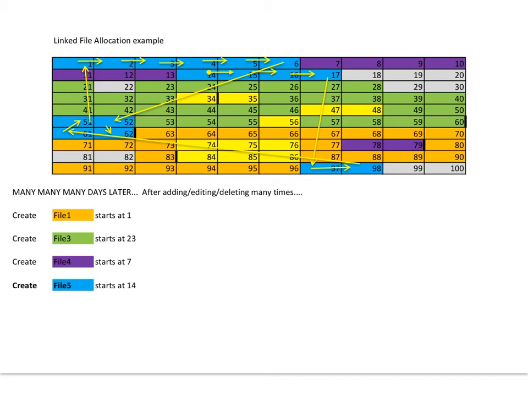With linked file allocation, files can be eventually randomly scattered throughout the disk. There are many algorithms operating systems use to optimize this, but ultimately, it depends on what's available on the disk. For example, after adding, editing, deleting, file 5 could be scattered throughout the disk, as you can see in this example. The blocks start at 14, and to read each block, you'll have to read 14, 15, 16, 17, then down to 97, 98, 61, 51, 1, 2, 3, 4, 5, 6, 52, then 62.